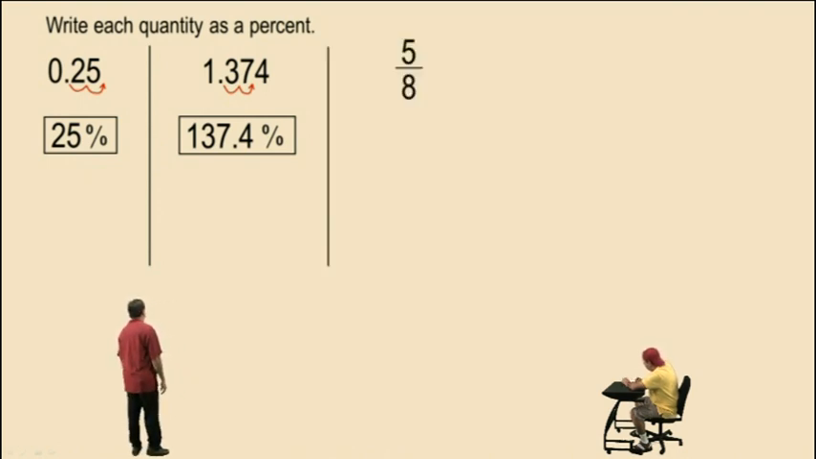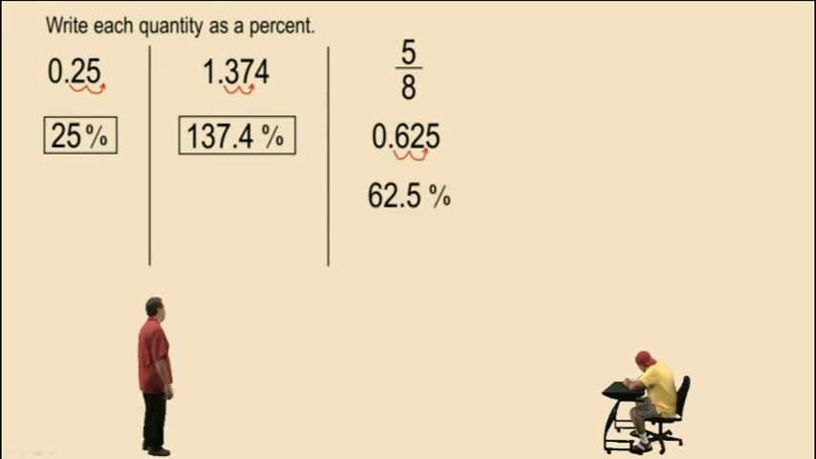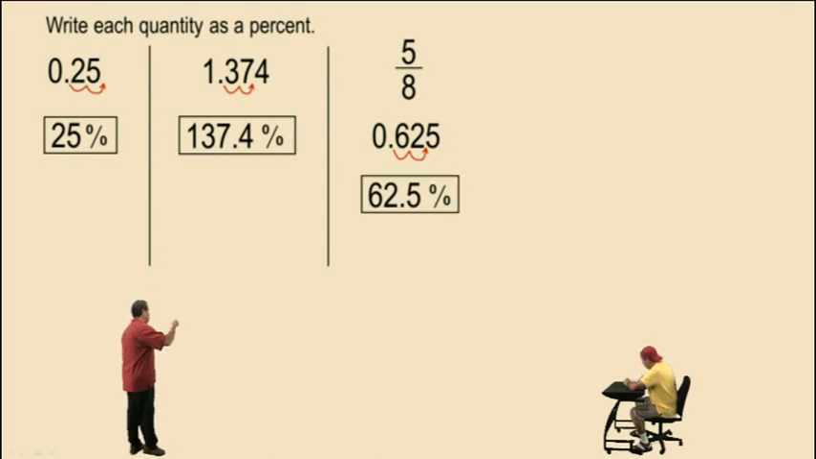Here we have 5/8. Now, how do we convert a fraction to a percent? Well, we first have to convert the fraction to a decimal. And to do that, we have to take 8 and divide it into 5. Or if you have your calculator out, Charlie, what's 5 divided by 8? 0.625. Very nice, 0.625. And if we move the decimal two places to the right, which is multiplying by 100, we get 62.5. But since we multiplied by 100, we call it 62.5%. There you go.